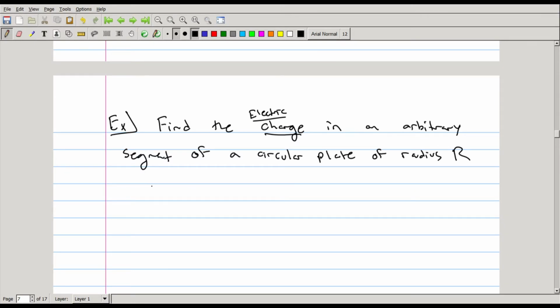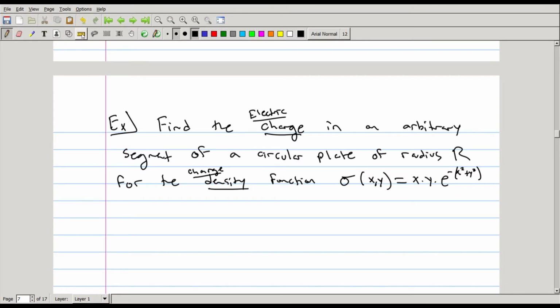For the density function, this is the charge density function. So it can be negative. Mass density can only be positive. The charge density function, sigma of x y, is equal to x times y times e to the negative x squared plus y squared.